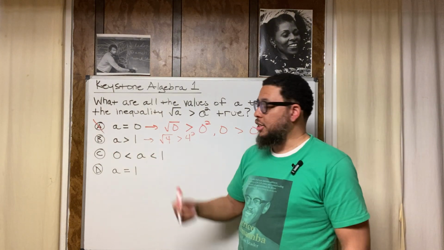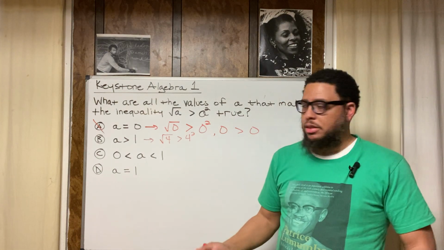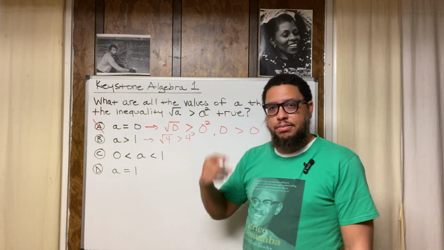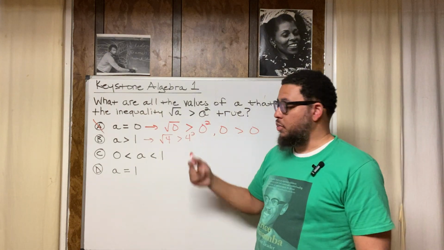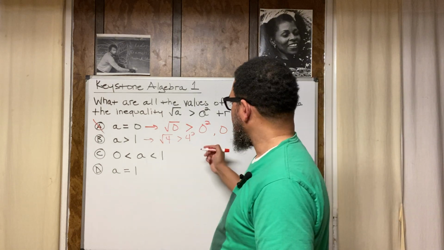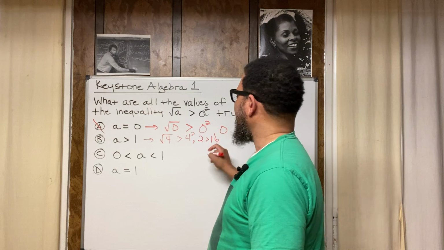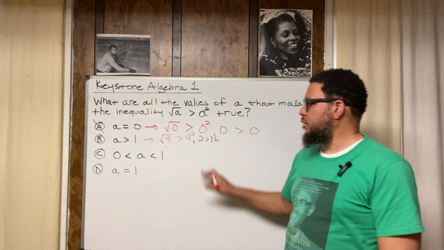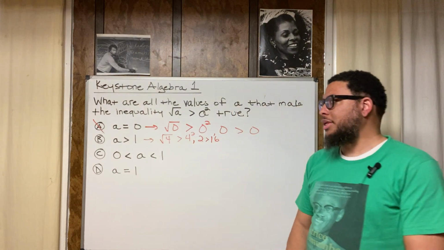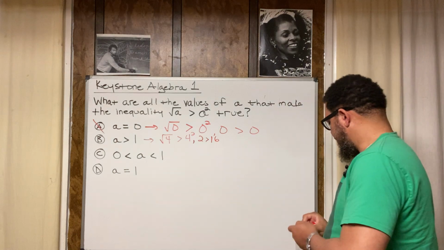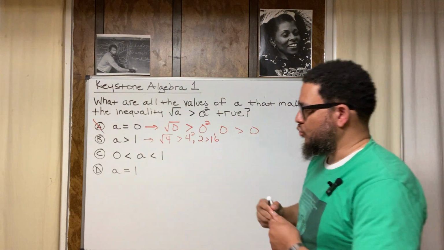All right. I chose 4 because the math is easy. I know the square root of 4 is 2, and 4 squared is 16. So then we end up with this: 2 is greater than 16. Is that true? Is 2 greater than 16? No, it is not. 2 is not greater than 16. So we know that B is wrong.